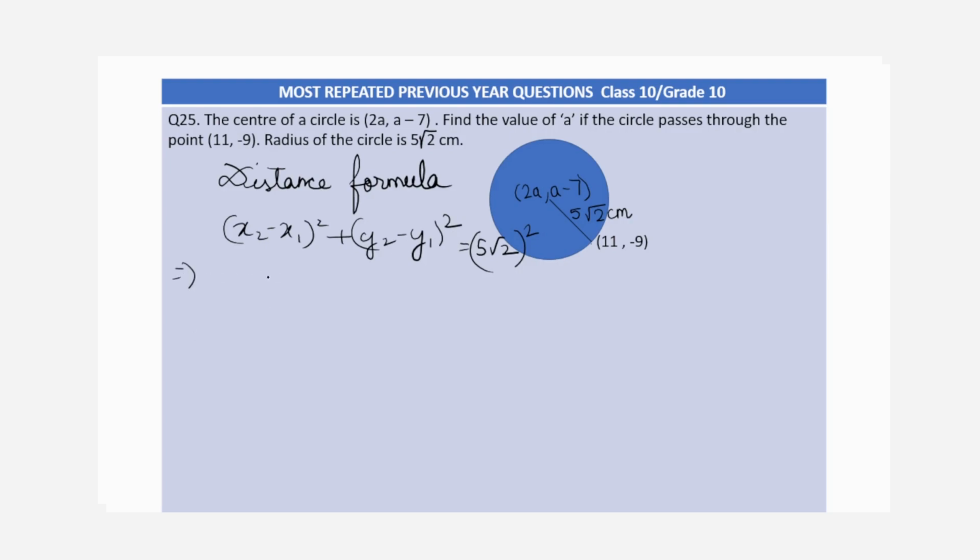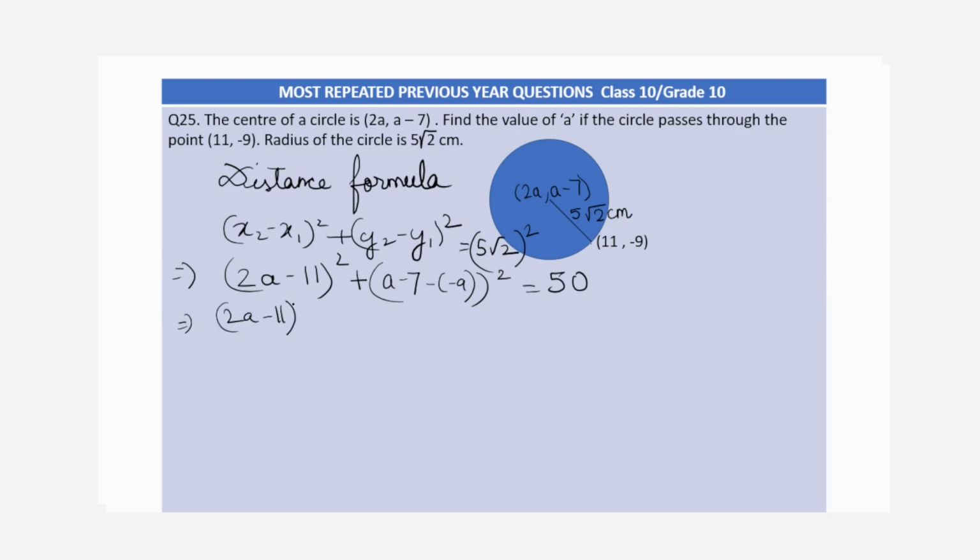So now we will substitute the values. 2a minus 11 whole squared plus a minus 7 minus of minus 9. Minus of minus 9 will be plus 9. When we remove the small brackets with the minus before 9, we will get plus 9. So we'll do that. (5√2) squared will be 25 into 2, 50. So write here 50. Now we will open the brackets in the next step.